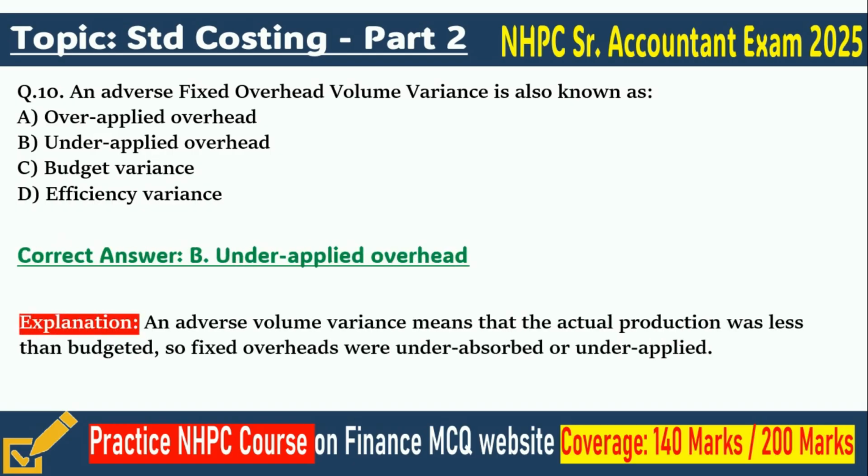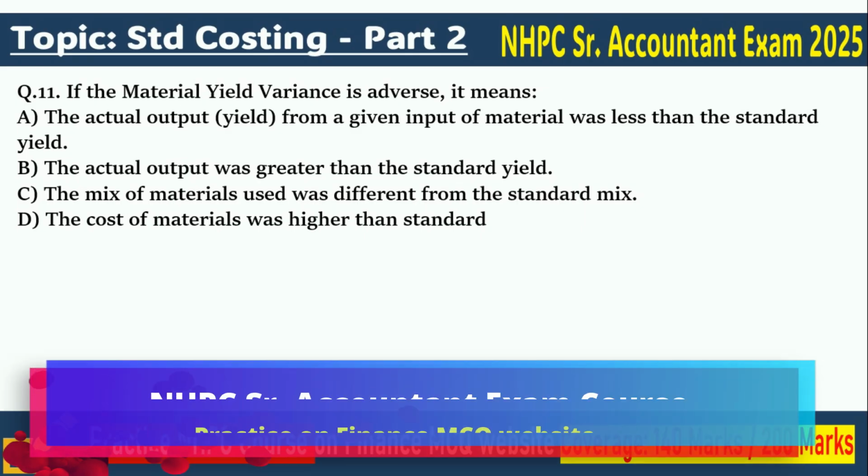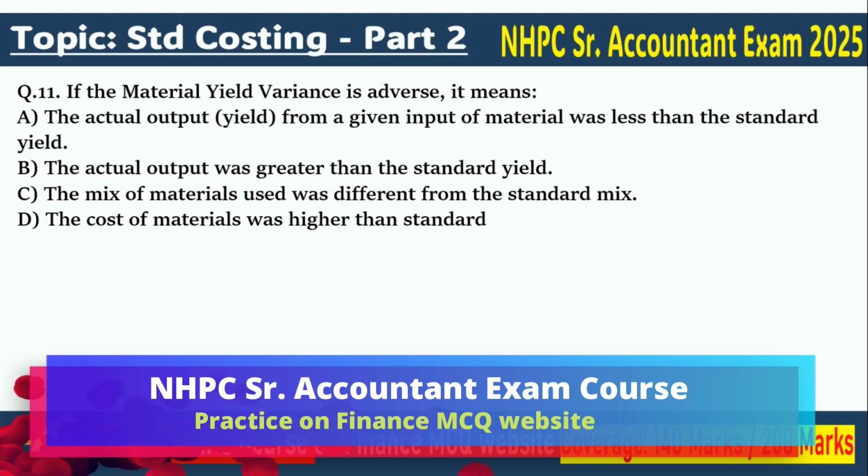So friends, an adverse volume variance means the actual production was less than the budgeted, so fixed overheads were under absorbed or under applied. Moving on. Friends, next question. If the material yield variance is adverse, it means option A, the actual output from a given input of materials was less than the standard yield.